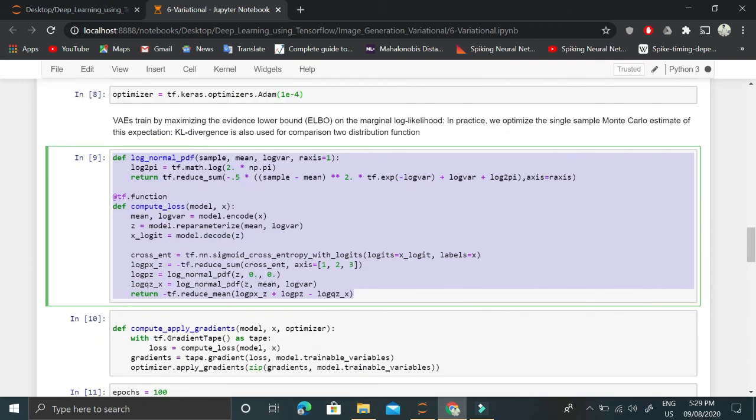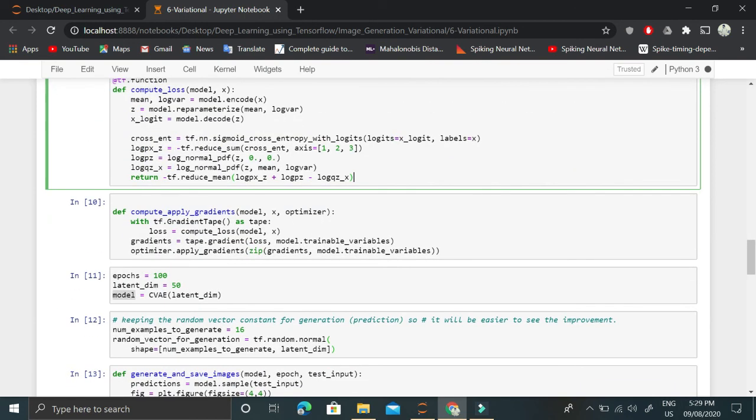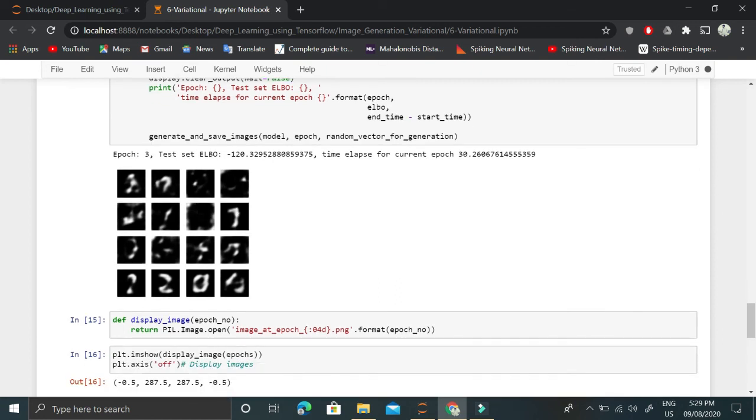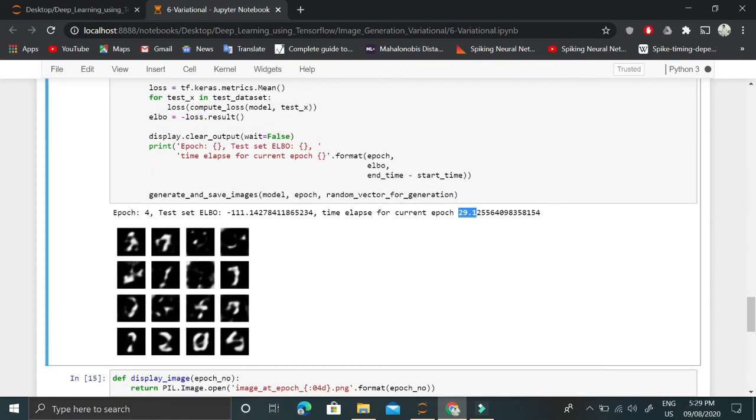This whole cell contains all of the implementation and logic for the ELBO loss, and once we have that, we apply the gradients and we learn it. This is just for showing purposes, and this is how it is done. So this is epoch 3. It might take some time, as each epoch is taking about 30 seconds. After 100 epochs it will converge to a much better place. I hope it makes sense now.